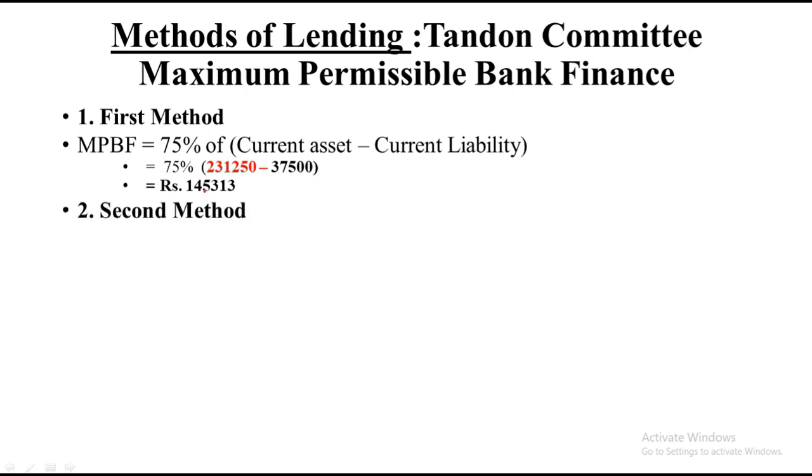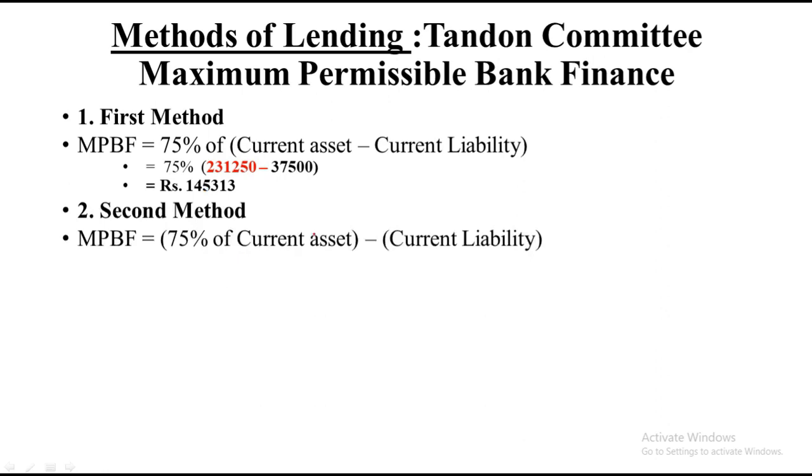Under the second method, the formula is 75% of current asset minus current liability. Current asset was 2,31,250. So 75% of that, whatever amount you get, minus 37,500. So the value that you all should have got would have been 75% of 2,31,250 is 1,73,438 minus 37,500 will give you 1,35,938 rupees. This is as per the second method.